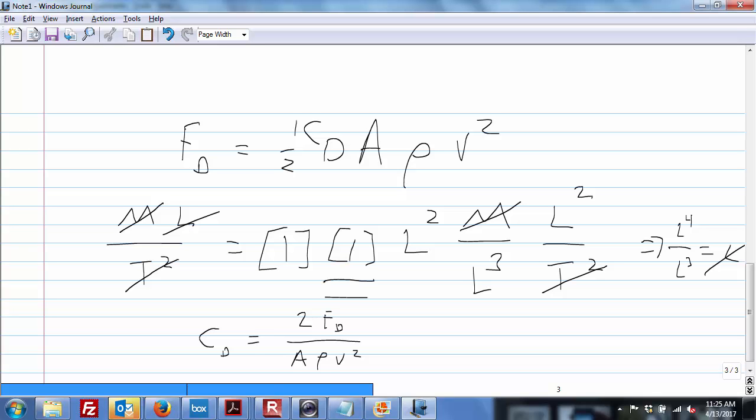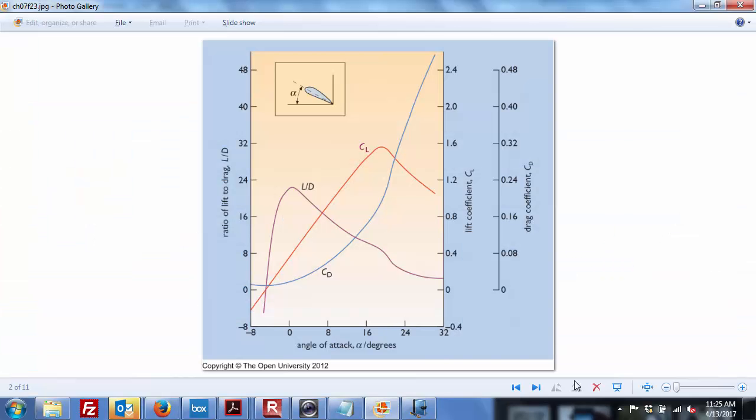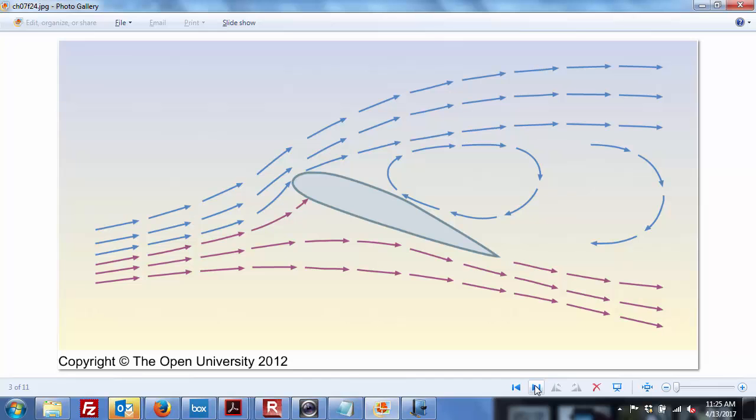Another good way to think about it is it's kind of like efficiency. Typically, C sub D is always greater than 0, and it's almost always less than 1. You can design structures that are worse than 1, but it's aerodynamic efficiency. Make sense? Cool.